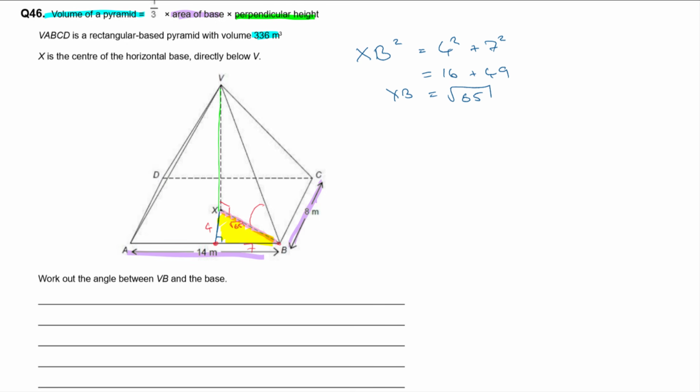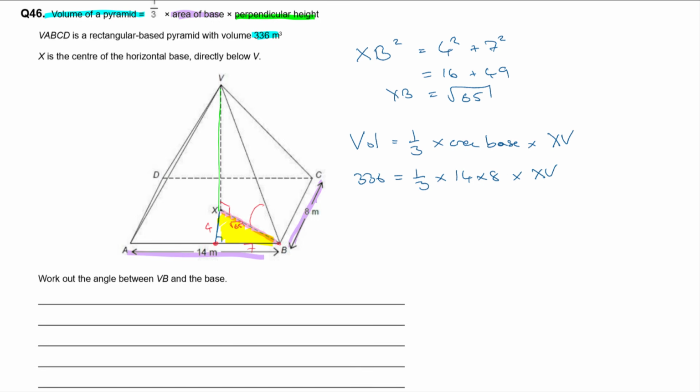So let's say the volume is equal to 1/3 times the area of the base times the height. Well, I'm just going to call it times XV, because that's the side I'm trying to find, isn't it? XV. So volume I know is 336. That's equal to 1/3 times the area of the base, which was 14 times 8, and then that's times XV, the side I'm trying to find.